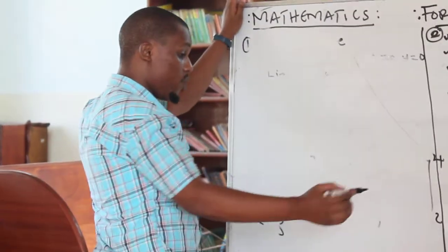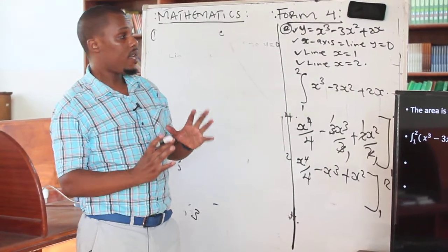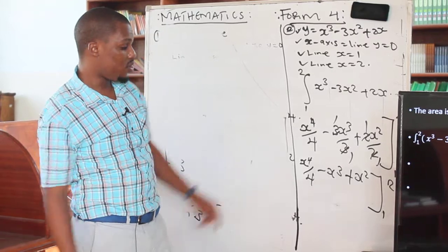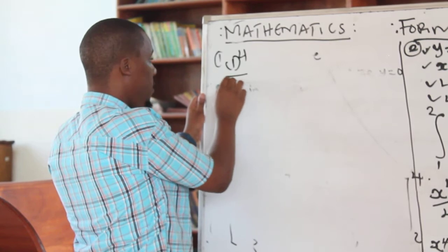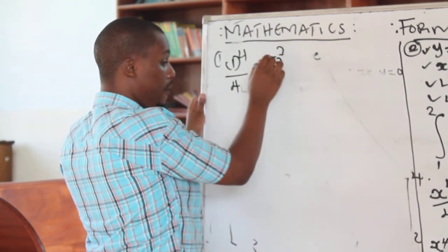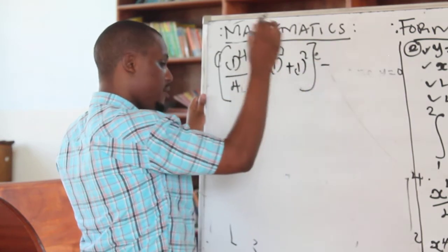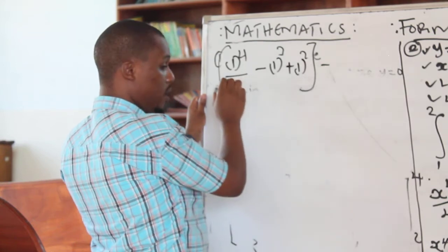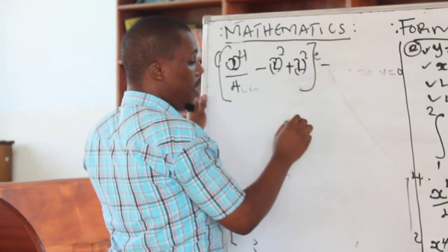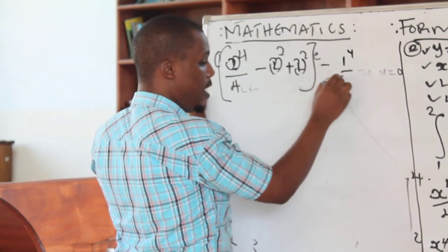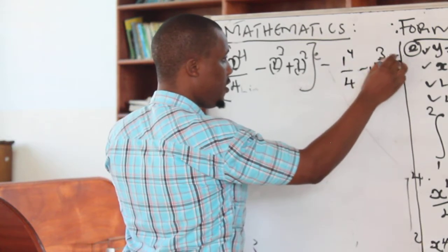We start with the upper limit, always. Remember, you don't start with the lower limit. It is the upper limit substitution minus the lower limit substitution. When you do that, this one is going to be 2 to power 4 over 4, then minus 2 cubed, and then plus 2 squared. This one we shield, then now we subtract. Then again we minus the lower limit: 1 to power 4 over 4 minus 1 cubed, then plus 1 squared.